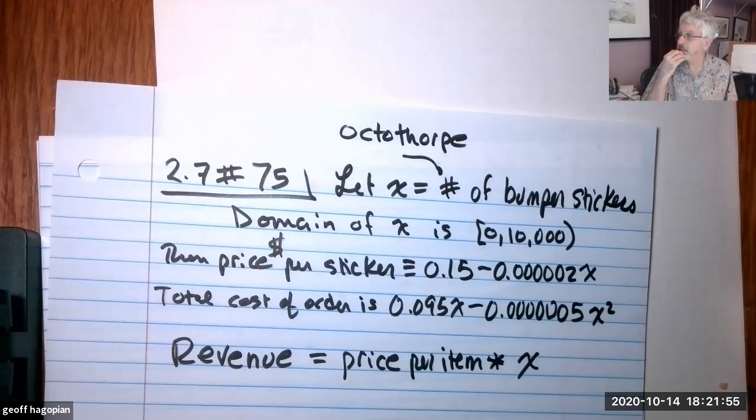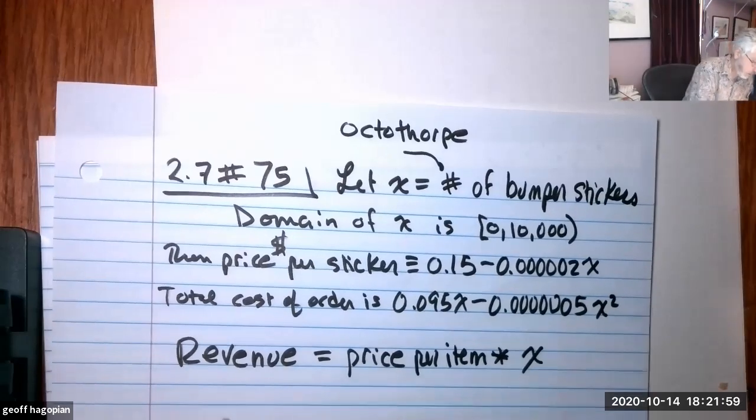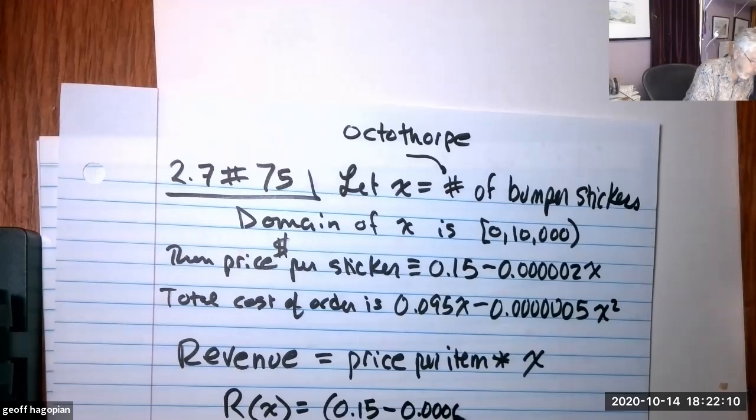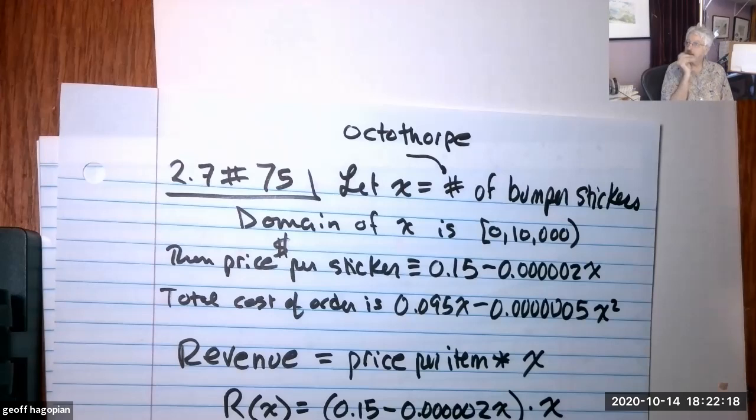Price per item, which we know the price per item. Yeah, I think, so I'm going to say revenue, R of X, is going to be, here's the price per item, right? 0.15 minus 0.12345, counting the number of zeros, right? Times X. I'm just going to say we sell them all, right? X stickers are ordered, right?